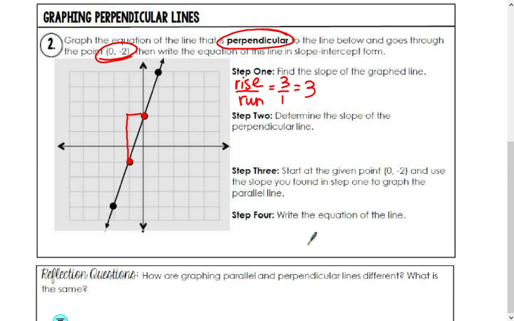Step 2, determine the slope of the perpendicular line. If my slope was 3, my new slope needs to be opposite. Change the sign, and reciprocal, flip your fraction, negative 1 over 3. Remember, it's not just opposite. A lot of students want to call that negative 3. That's just opposite. Reciprocal, you have to flip that fraction.